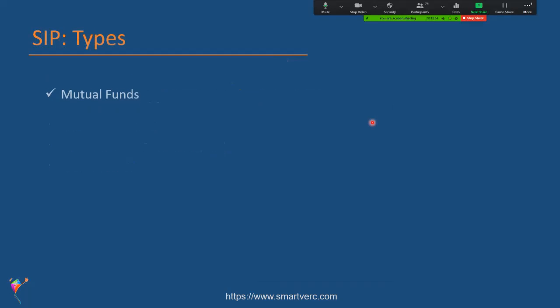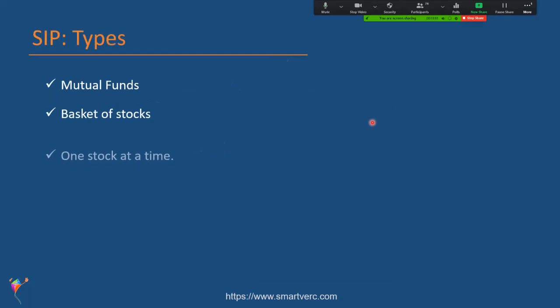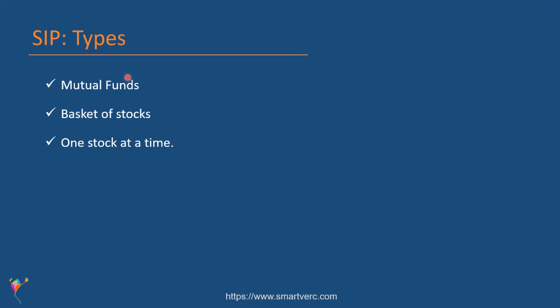Now, before that, what are the types of SIPs? People do it in mutual funds. Yes, it is the majority of the investors, they go for mutual funds because those are diversified and, I can say, convenient. Automatically the money deducts from your bank account and automatic investments are made, as per your choice of date.